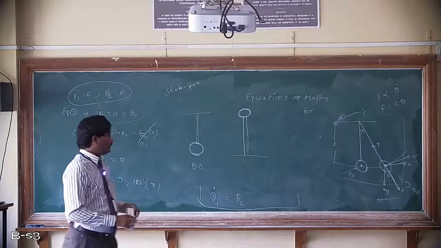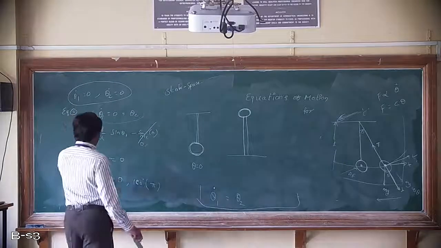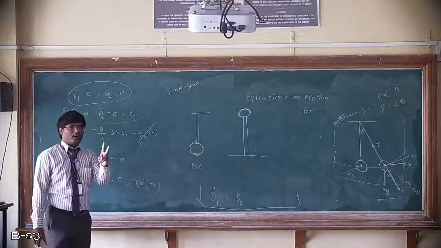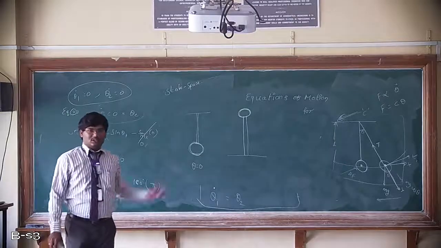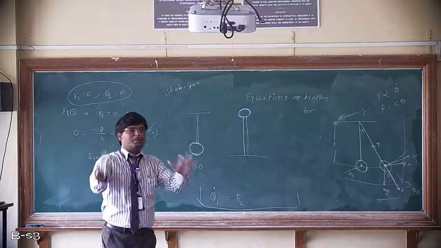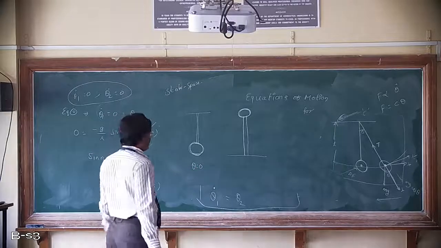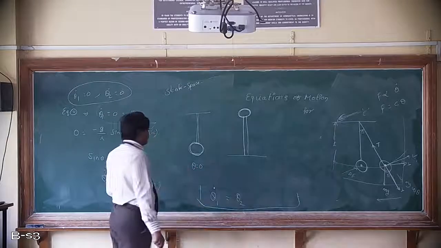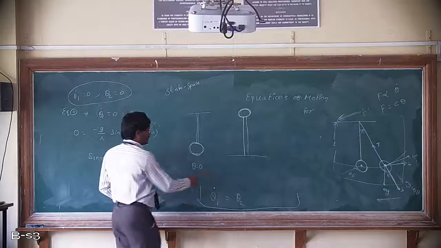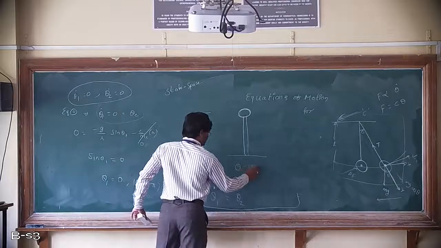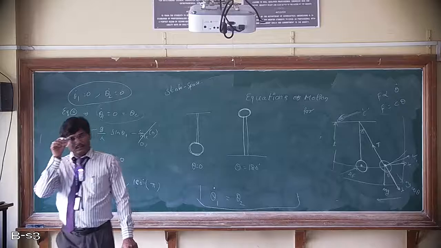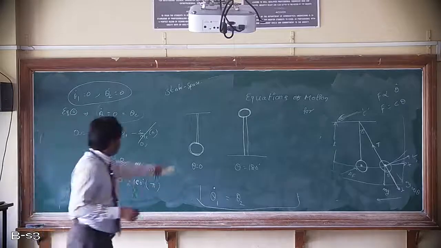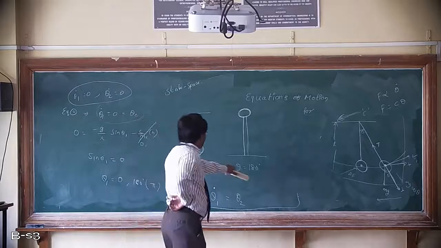Mathematically, you can prove this. Theta is 0 and 180. These are the two equilibrium points for this system. This dynamic system is nothing but a simple pendulum. So for a simple pendulum, you are getting two equilibrium points. One is at 0 degrees and another one is at 180 degrees.